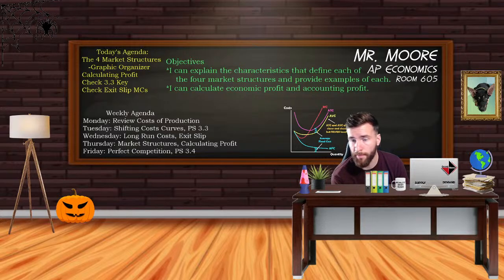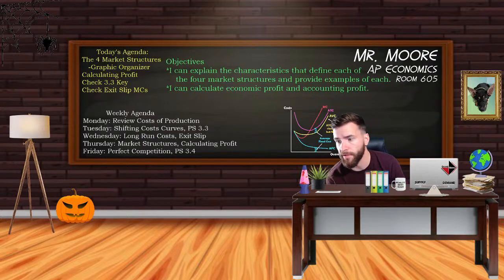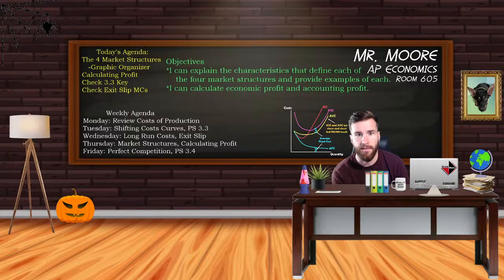But before we learn about market structures, we have to talk about profit, right? Because that's going to be the most important thing, because each business, we're going to assume, in every market structure, their goal is to maximize profit. Profit is going to look different whether we're calculating economic profit or accounting profit. So we're going to do 2 different things today: learn about market structures and profit. Both of them aren't insanely long. They're short.